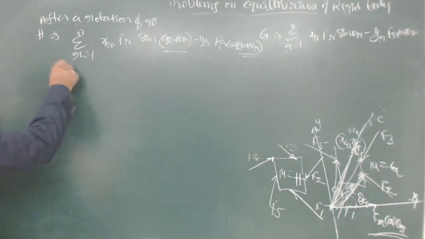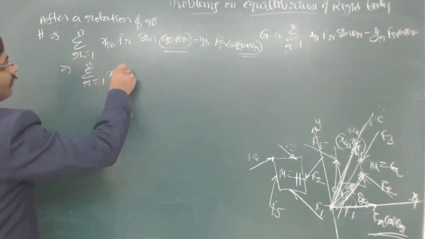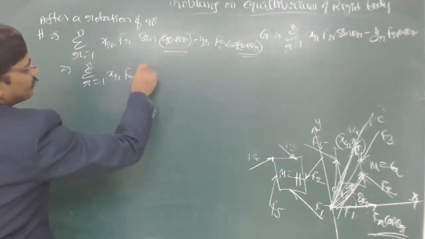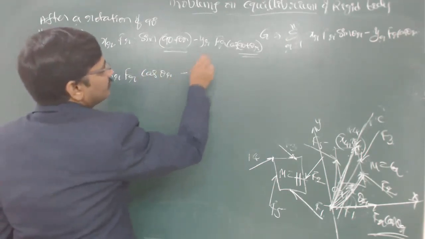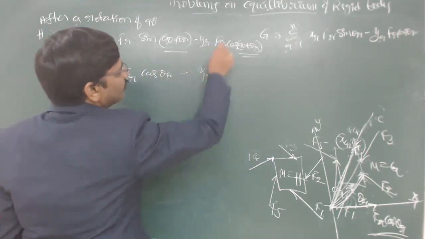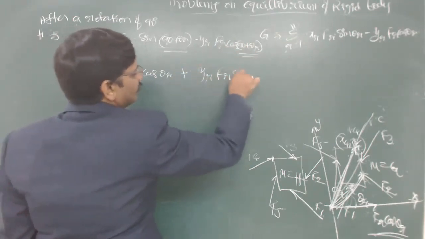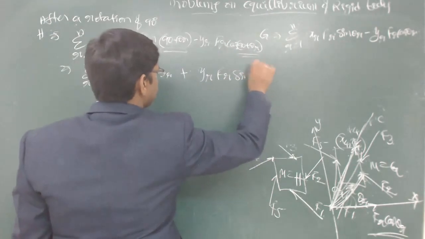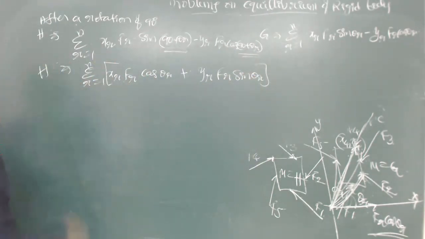So this is going to be sigma r equal to 1 to n, xr fr sin of 90 plus theta, which is cos theta r, minus yr into fr into cos of 90 plus theta, which is minus sin theta r. So this is the h value. So we have got the g value and we have got the h value.